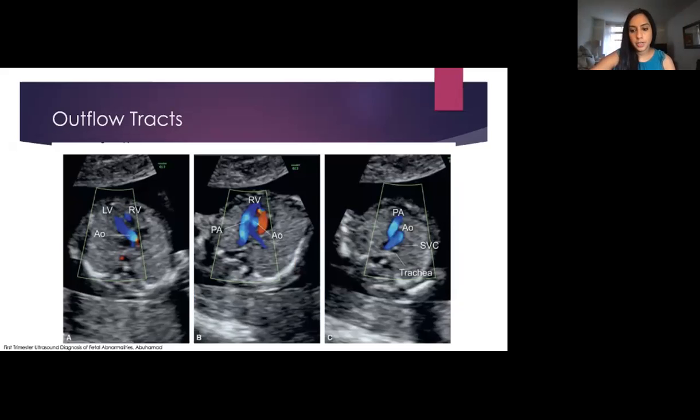You can see your pulmonary artery, your ductal arch, and aorta, all to the left side of the trachea with forward flow, and all equal in size, which is important.